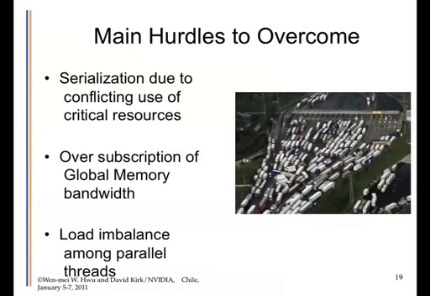So the hurdles are really serialization due to conflicting use of critical resources, oversubscription of global memory bandwidth, and load imbalance among parallel threads. And this is a picture taken near the Bay Bridge toll plaza. Whenever you have this kind of bottleneck oversubscription, and then someone tries to change lanes here, bad things happen.